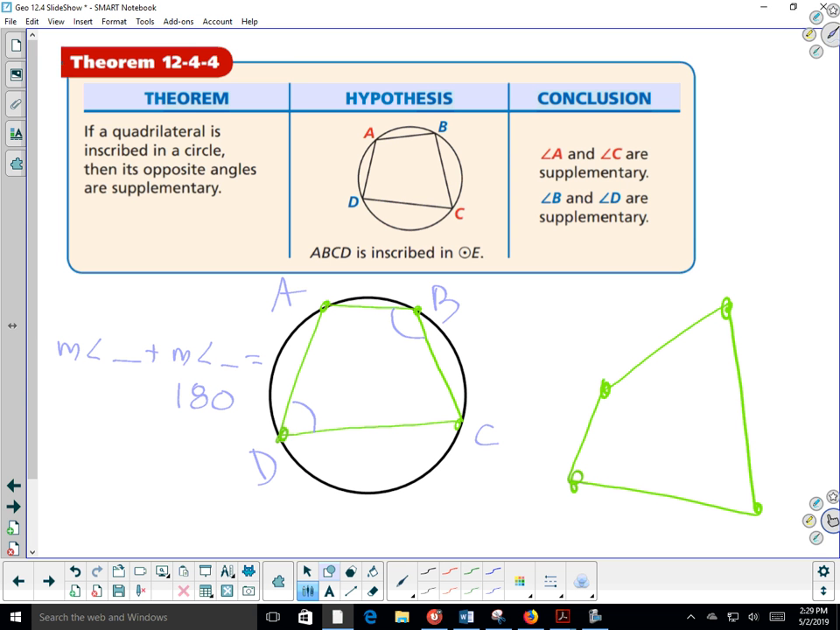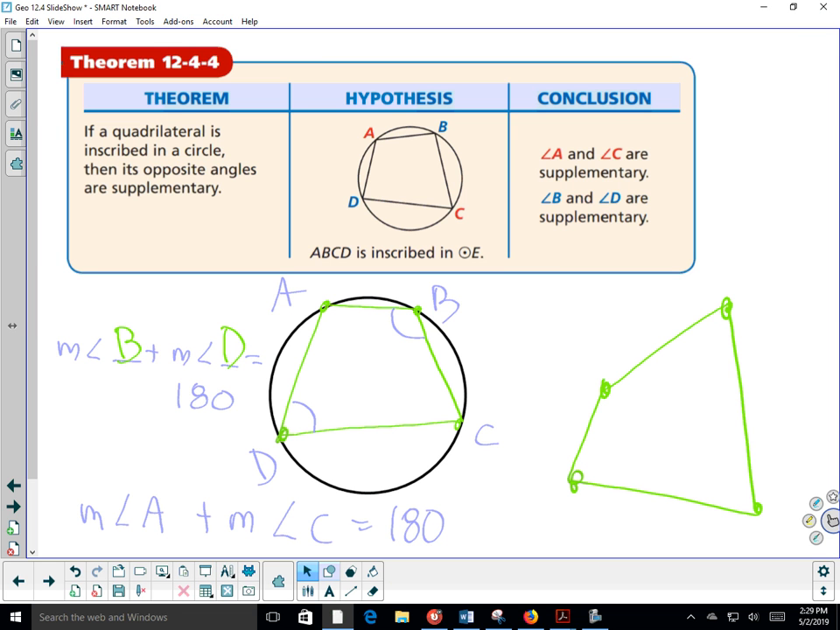Can you fill those blanks in for me, Maya? The measure of angle B plus the measure of angle C. All right, measure of angle B plus the measure of angle D. They're not equal to each other, but they add up to 180, right? They're supplementary. And likewise, the measure of angle A plus the measure of angle C is going to add up to 180 as well. Are we okay with this?